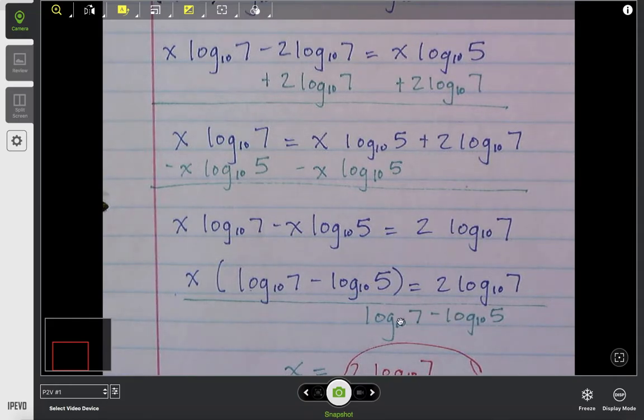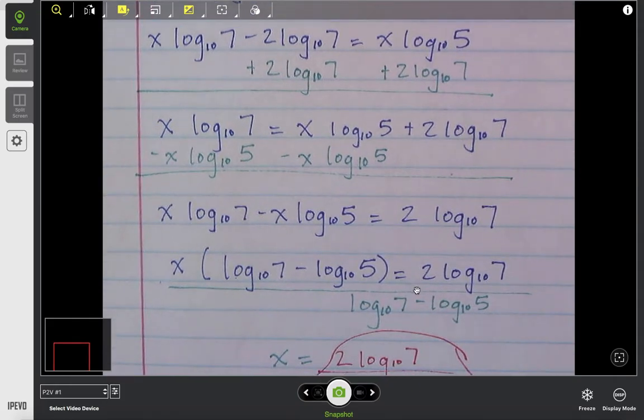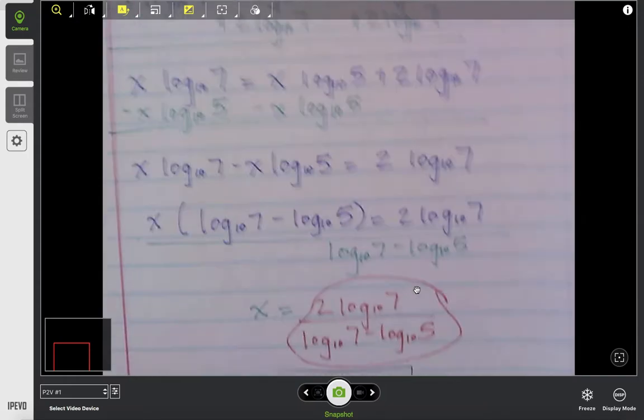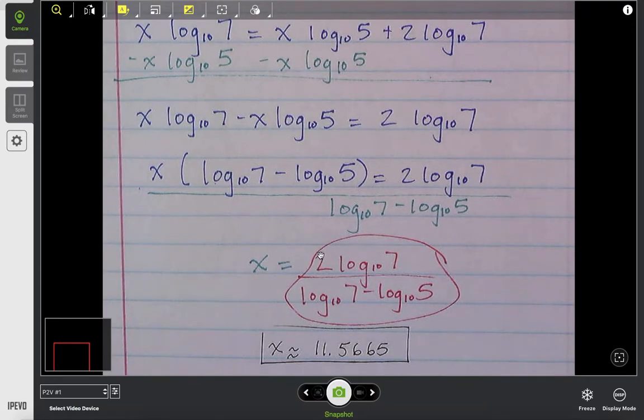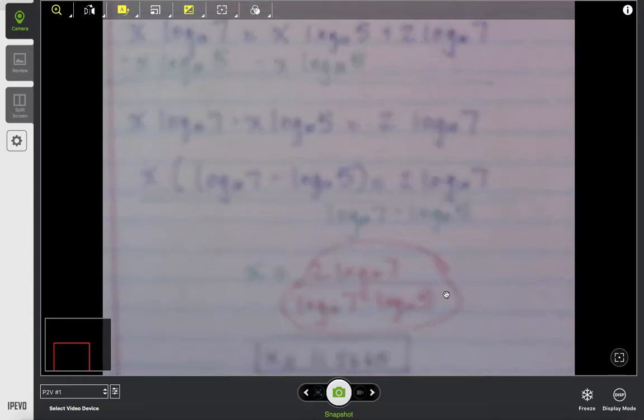You notice I wrote it in green here, but when I go to my calculator, what I'm going to ask it to do is this. And I tend to like to use parentheses. I'll have this wrapped up in parentheses, 2 log of 7 divided by log of 7 minus log of 5, and you will get that outcome of 11.5665. Let me turn this light off here so that we can get a better image.